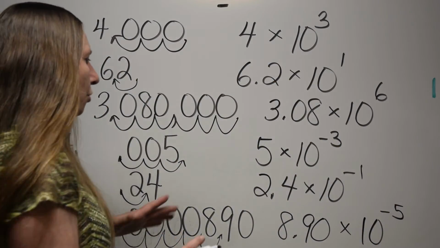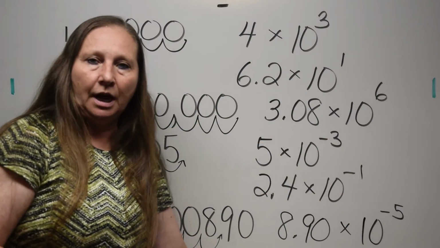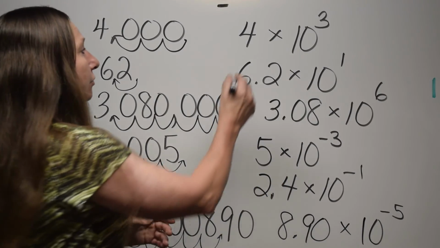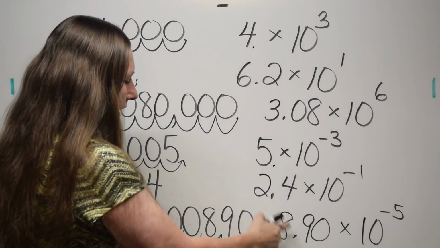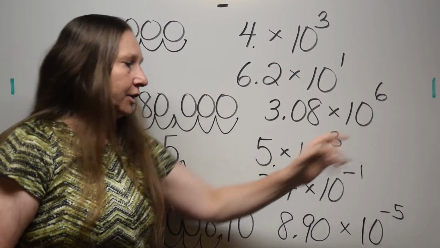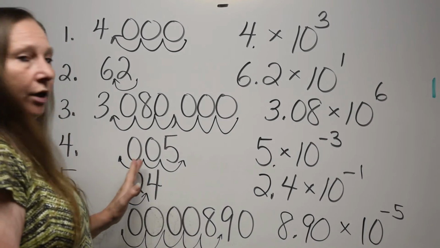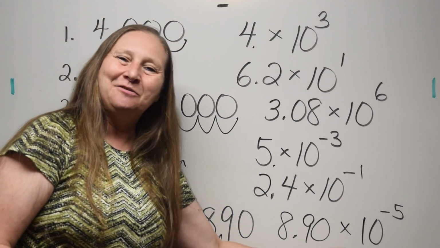Okay, so this is how you convert decimal numbers to proper scientific notation. In proper scientific notation, there can only be one number in front of the decimal point. If it's a large number, it becomes a positive exponent. A small number, point whatever, becomes a negative exponent.